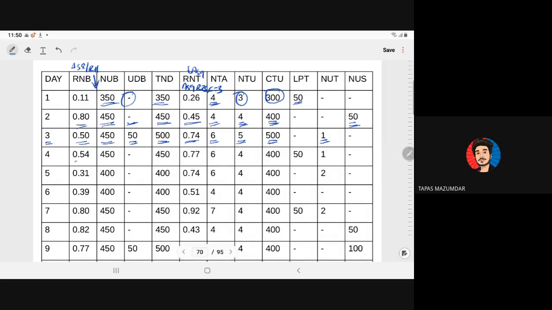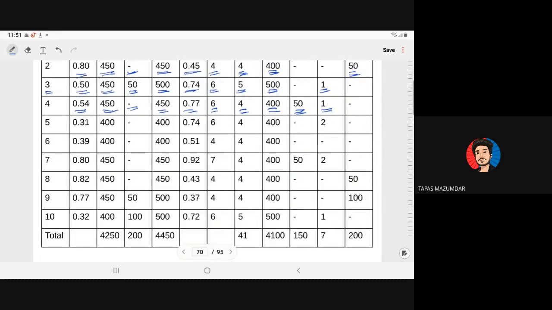For the fourth day, here we have the booking of 450 items, right? No previous day booking, so the total will become 450. For the number of trucks, we are taking the number 0.77. So a total of 6 trucks are available. So 4 are fully filled with 400 items, one is partially filled with 50 items, and one truck will be unused. So in this way, we can simulate for 10 days.